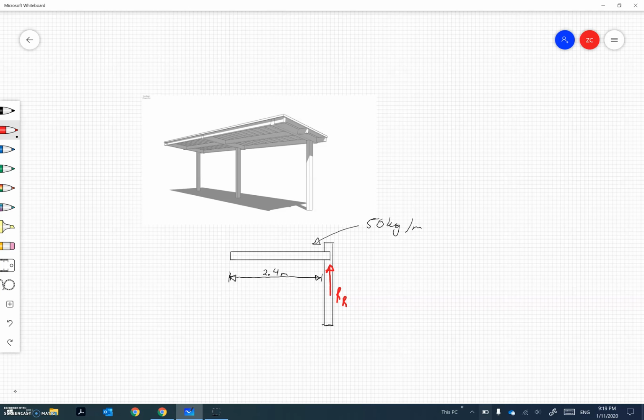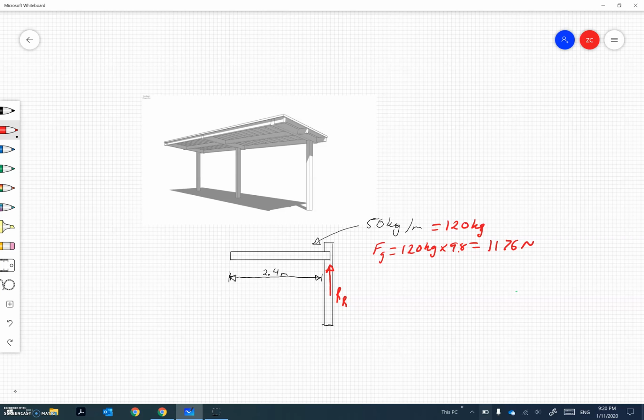And if you imagine the weight of this beam itself, if it has a mass given per meter, for example 50 kilograms per meter, then the beam itself is going to weigh 50 times 2.4, which is 120 kilograms. Now, if you consider the force due to gravity, 120 kilograms times 9.8, then this beam weighs 1,176 newtons.